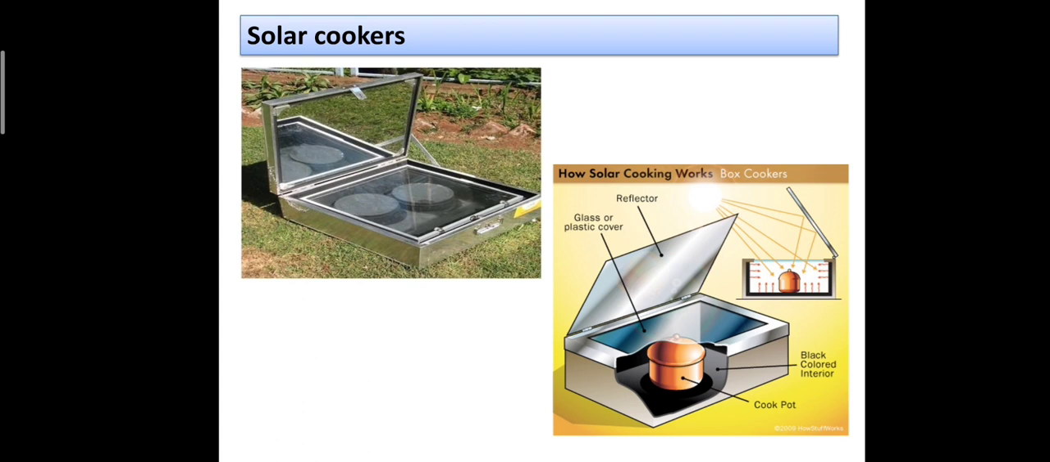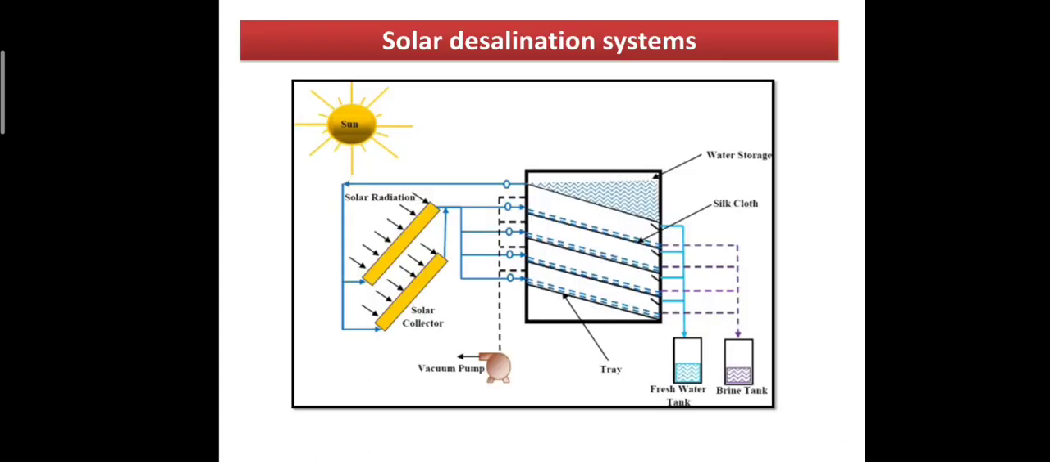Now we will go for the solar desalination system. This is nothing but the system which will convert the brackish water, that means the water which is saline, into distilled water. So this is also a developing form, and this has been developed also.